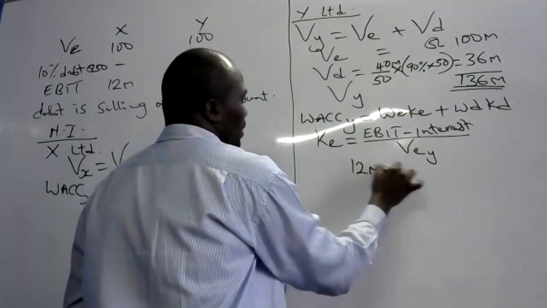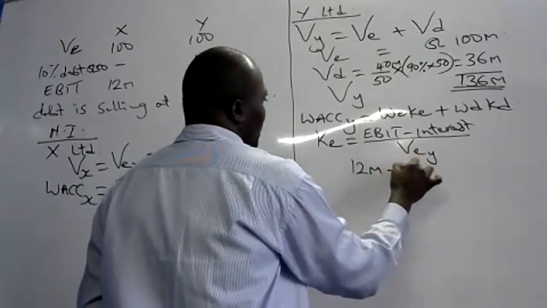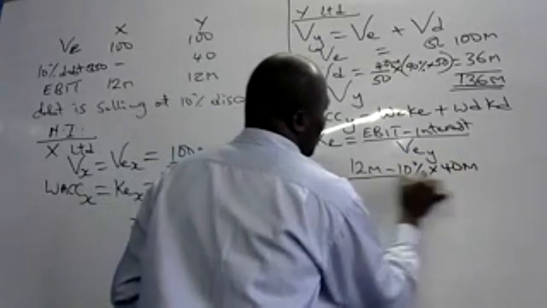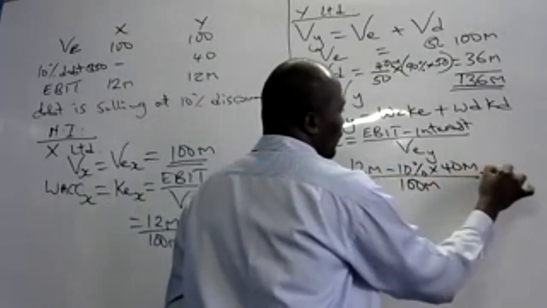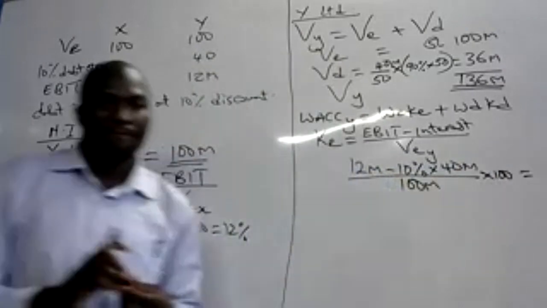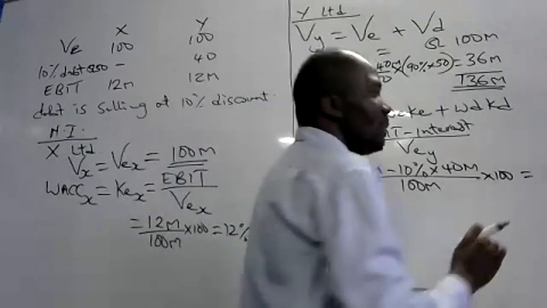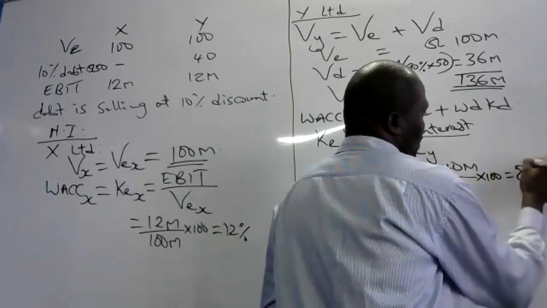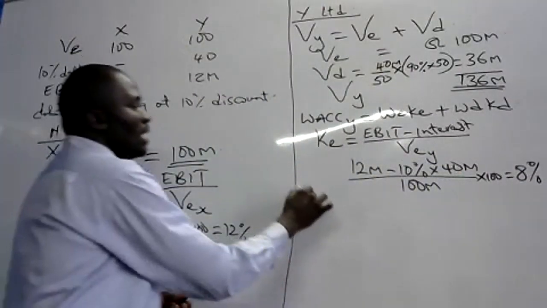So therefore, our EBIT is how much? The 12 million. Interest is how much? 10% of how much? Of 40 million. Divided by the value of equity, which is 100 million. What is the KE? How much? 8%. 8%. And KD?